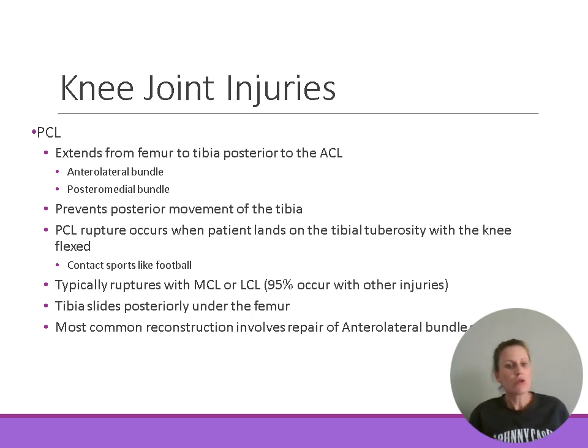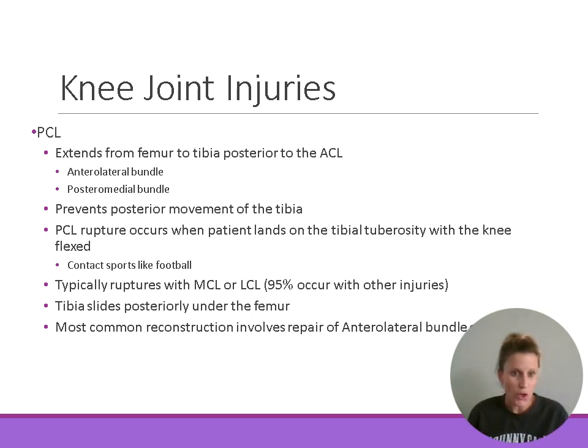PCL rupture frequently occurs when the patient lands on the tibial tuberosity with the knee flexed. This is common in sports like football where people are forcefully tackled. So the knee is flexed and the patient falls forward onto their knees, and that hits right onto the tibial tuberosity. That will push the tibia backwards, and again, the PCL is there to prevent the tibia from going backwards. So if you fall on the tibial tuberosity right on the front of the tibia, you force the tibia backwards and tear the PCL.